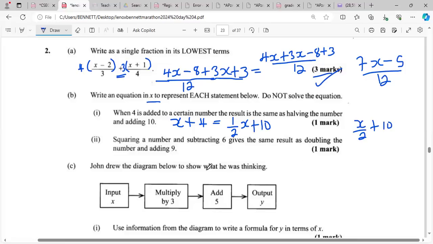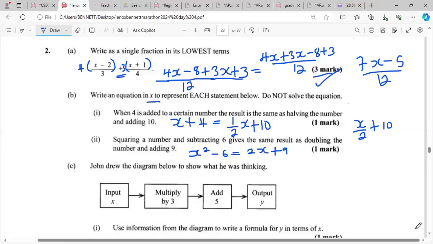Alright. This one says squaring a number. So the number x, square it, and subtracting 6, so minus 6, gives the same result as, you put your equal sign. Doubling the number. So the number x, right? You can either say 2x or x plus x. It's still going to work out to 2x. The number and adding 9. So you add 9 to it. And there we have it. You get 2 marks for this. I like that one.